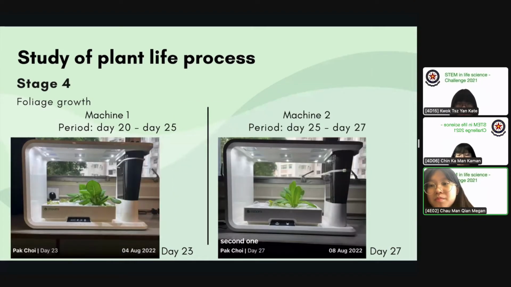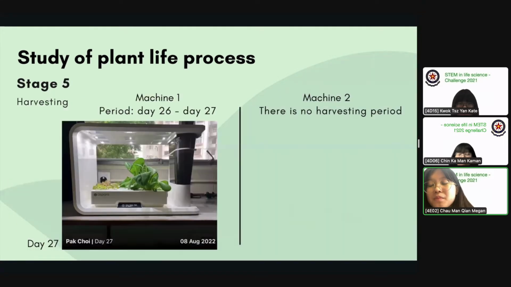Stage 4 is foliate growth. We can see that the plant under machine 1 grows much faster than machine 2. Stage 5 is harvesting. The harvesting period of machine 1 is from day 26 to day 27. However, there is no harvesting period for machine 2.